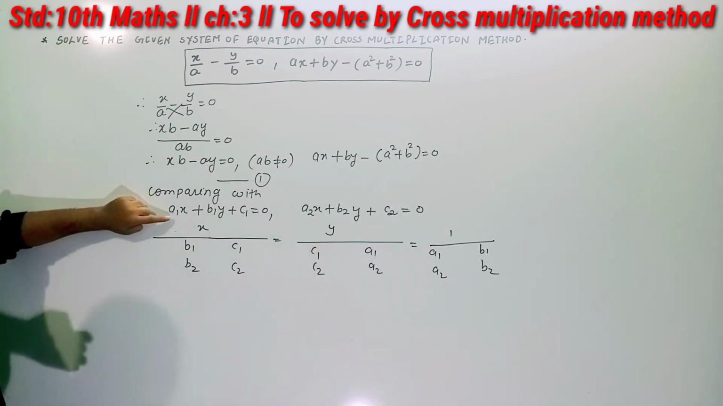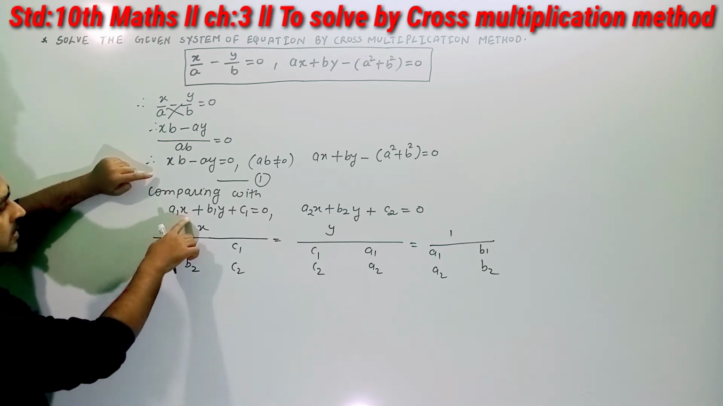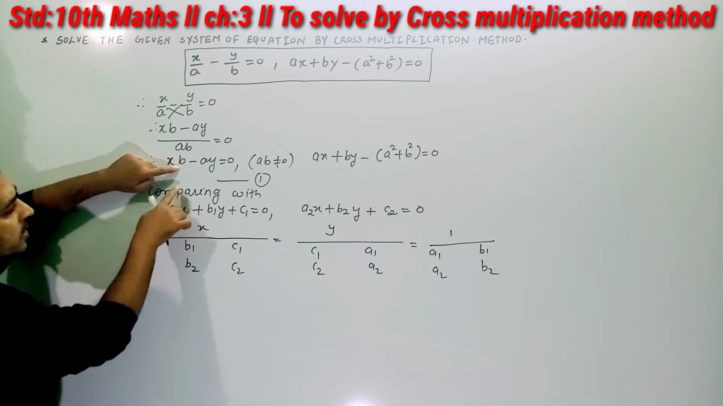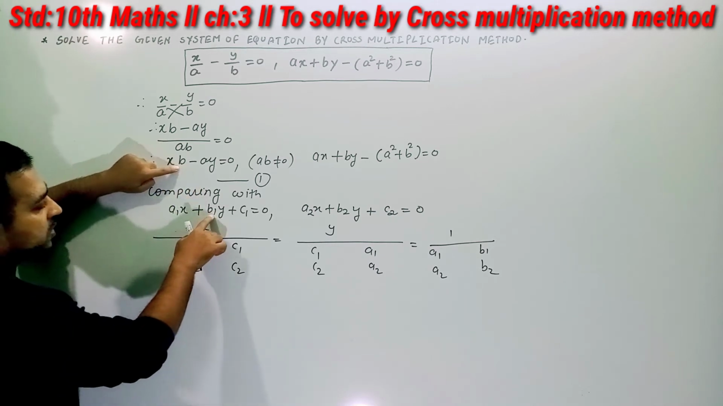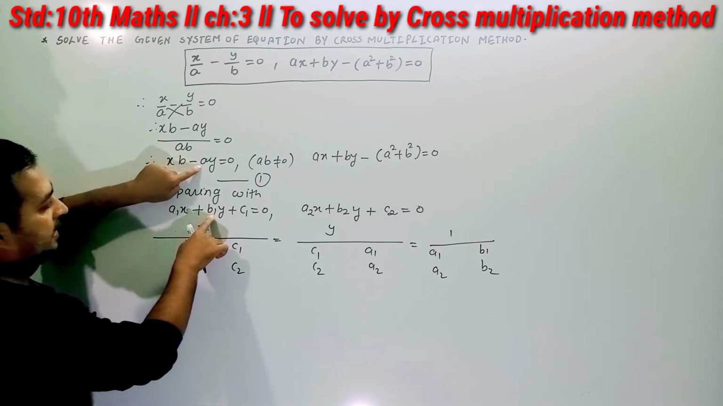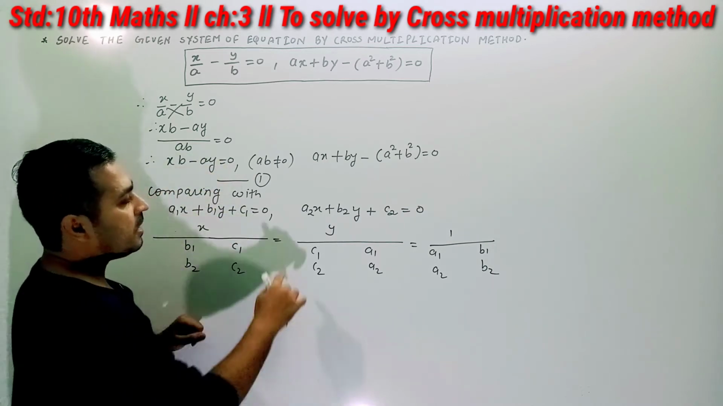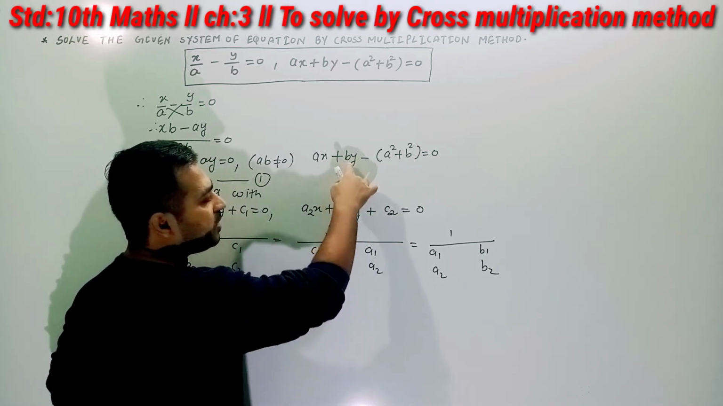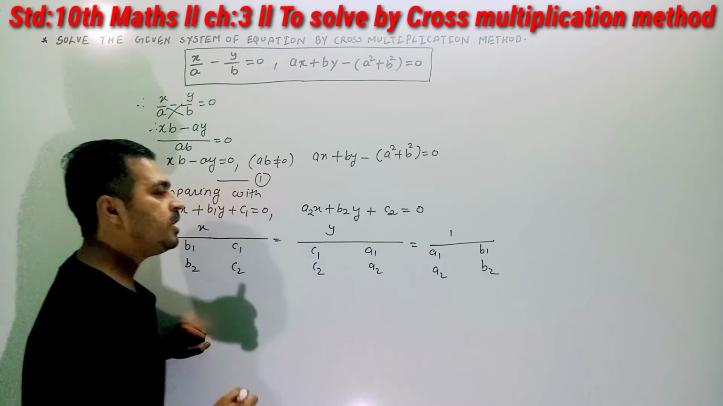Here you can see that in the first equation, a1 is b, b1 is minus a, and c1 is nothing, means 0. Similarly, a2 is a, b2 is b, and c2 is minus (a square plus b square).